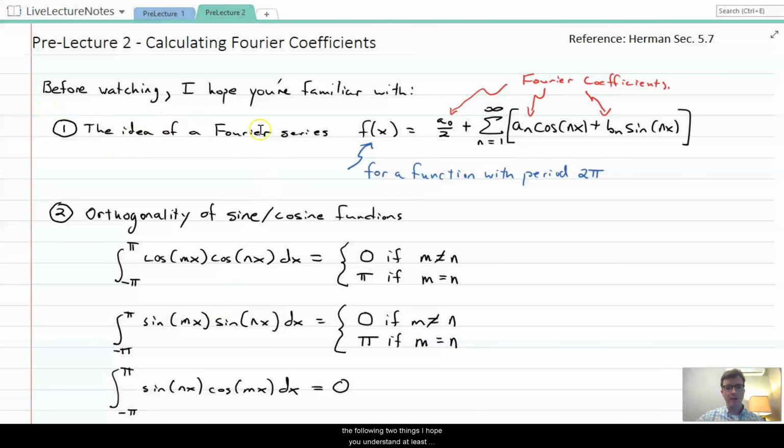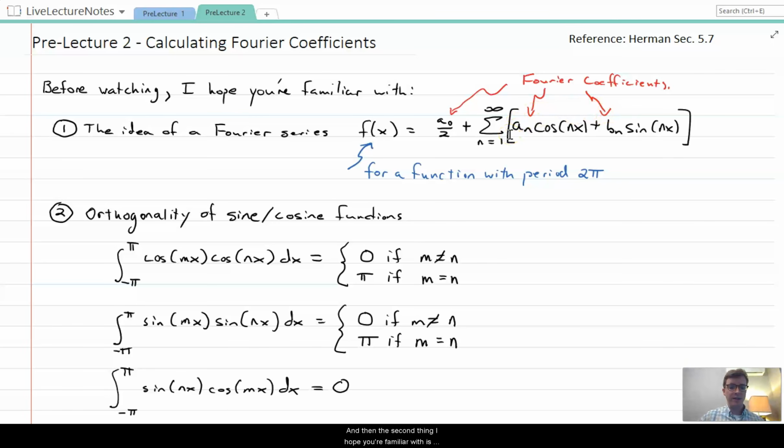I hope you understand at least a little bit the idea of a Fourier series. So the idea is you're taking some function f of x, which is periodic, and it has a period of 2 pi, and you're writing it as a combination of sines and cosines and an additional constant term. So there's this constant term, and then there's an infinite sum of sines and cosines with different weights. So you're figuring out how to represent this periodic function f as a combination of sines and cosines, and the particular combination of sines and cosines are these a_n's and b_n's. These are numbers called the Fourier coefficients.